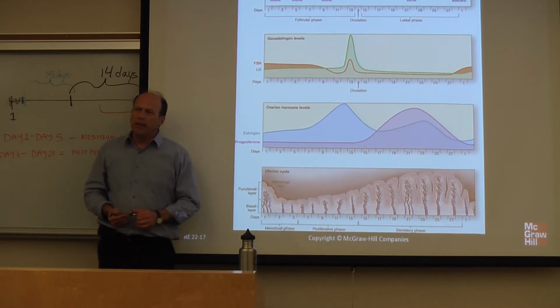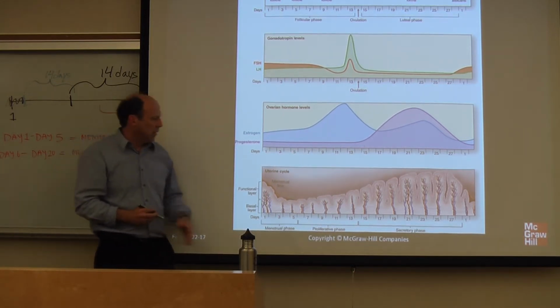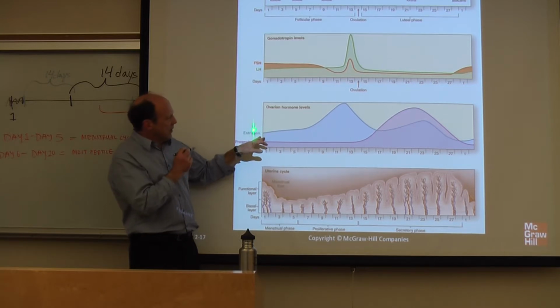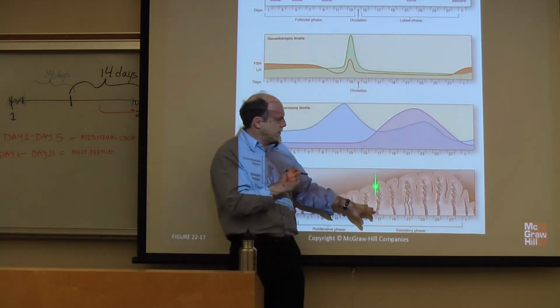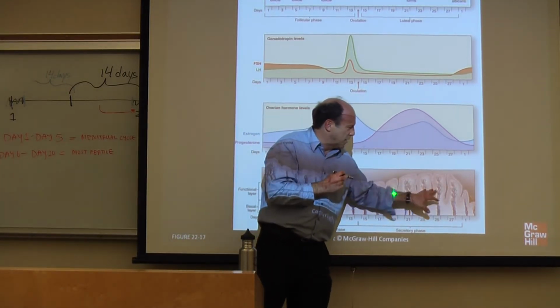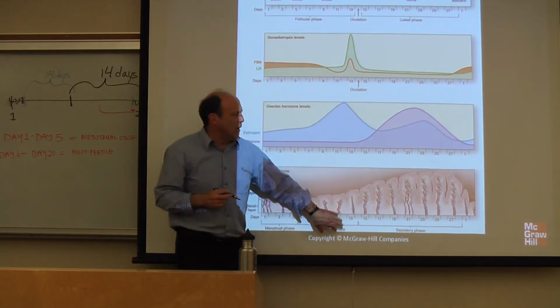So that's kind of a key point. And it's correlating. It's controlled with mostly estrogen and some progesterone. So that's why it's becoming the thickest at this point. So why would that make sense?